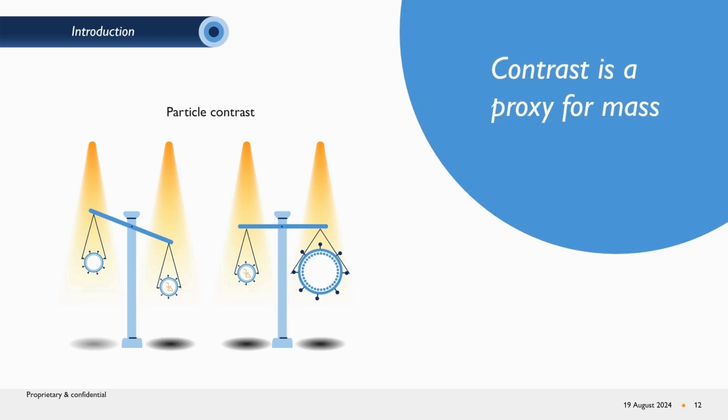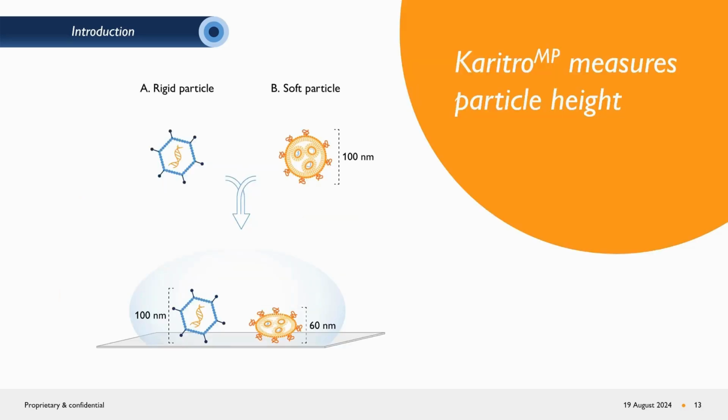As mentioned earlier, the KaritroMP can also measure particle height. Now let's look into these two different scenarios. When working with rigid particles, such as adenovirus capsids, the particle height measured with the KaritroMP would correspond to the particle diameter measured in solution with other techniques. When, however, we are working with soft particles, such as lipid-based vectors, the particle height measured on the Karitro is lower compared to the particle diameter measured with other techniques.